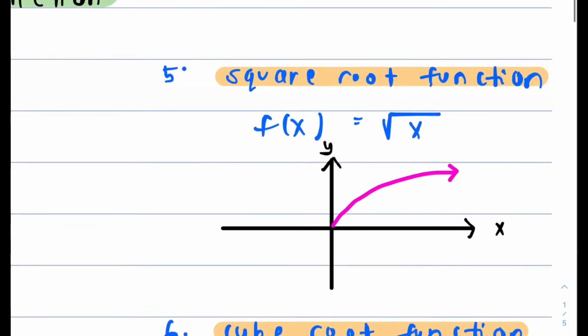The next one is the square root function. You have f(x) equivalent to square root of x. The square root of x has a domain that is greater than or equivalent to 0. So your basic points start from 0, 0, and then at 1, square root of 1 would be 1, so 1, 1. If you have 4, your square root of 4 will give you y as 2. So this is 2, this is 1. That is the basic square root function.